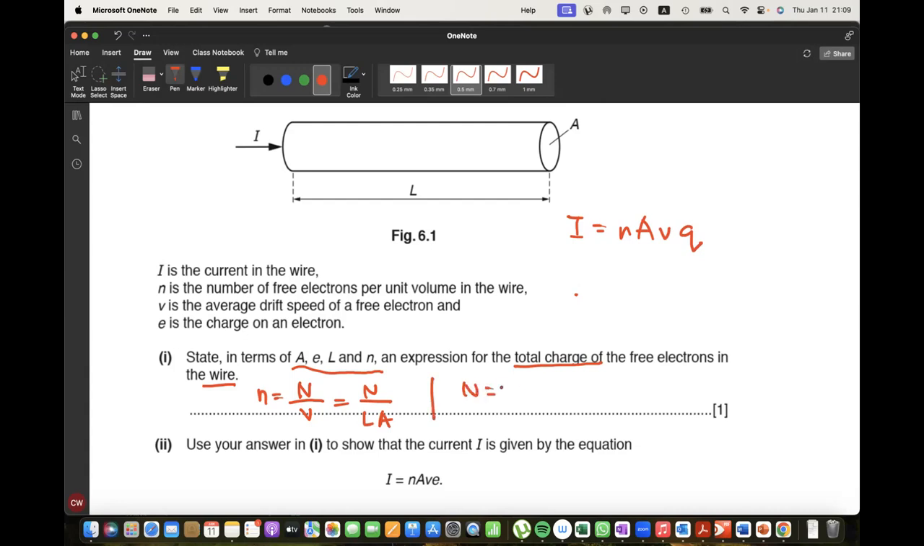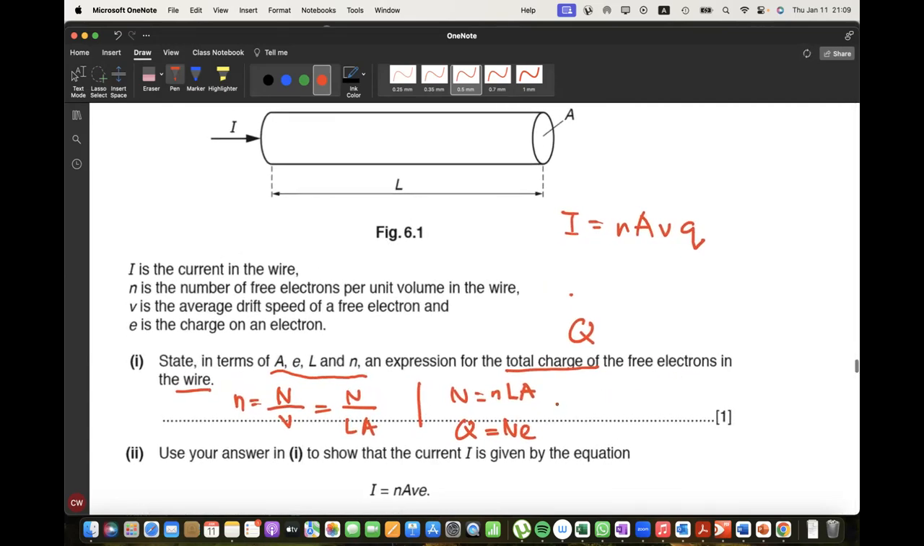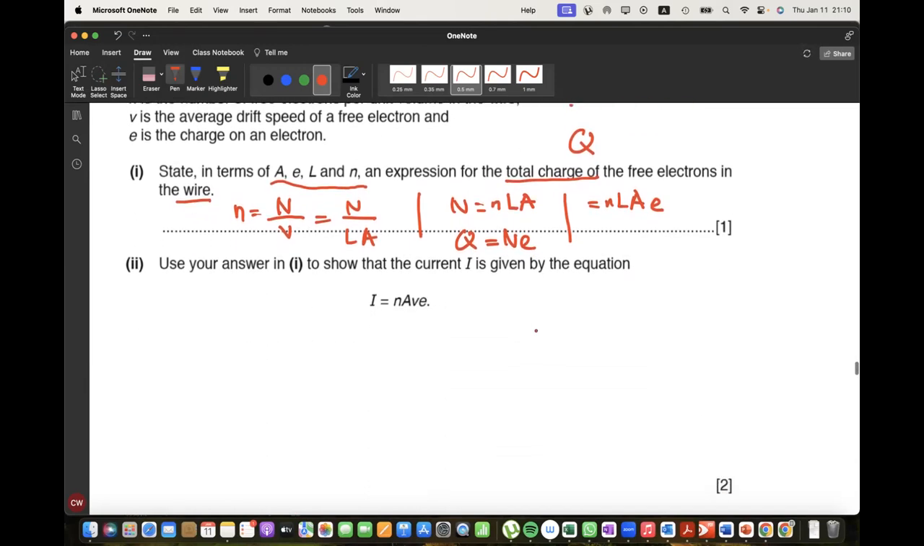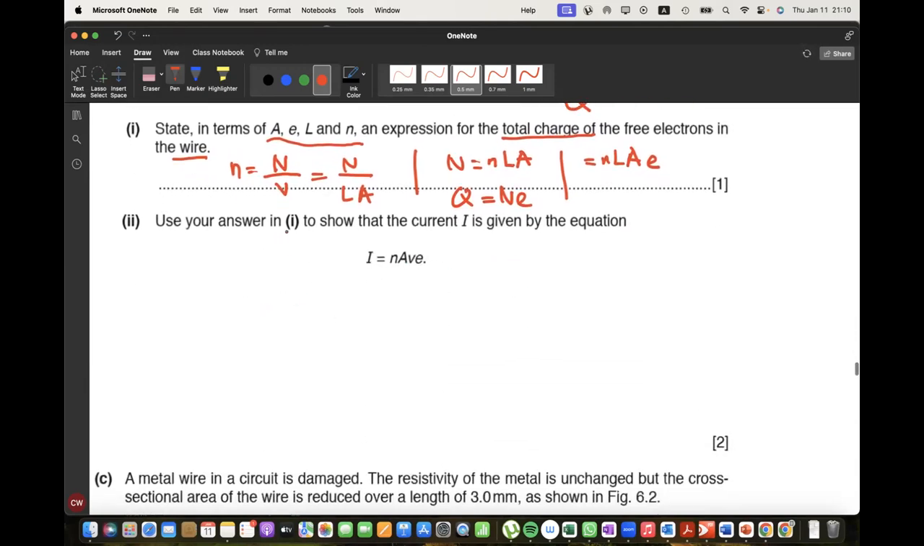N is NLA, right? What is the formula for charge? Have you seen NE before? N is the number of charges, E is the charge of the electron. Number of charges is NAL, right? Times E. Get that? Show this. Use the answer in one.